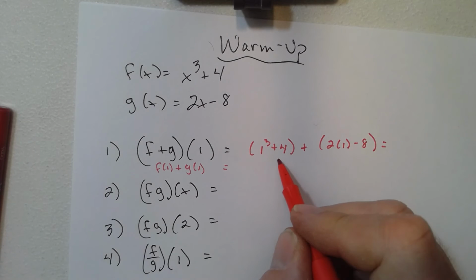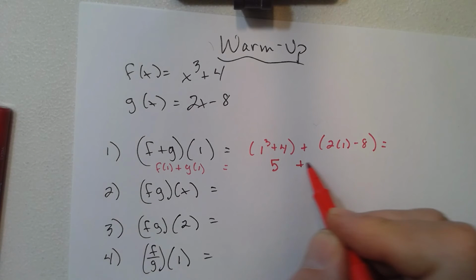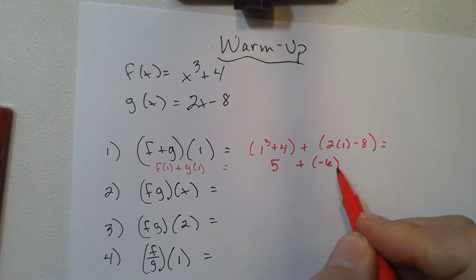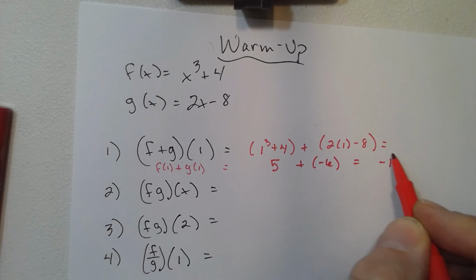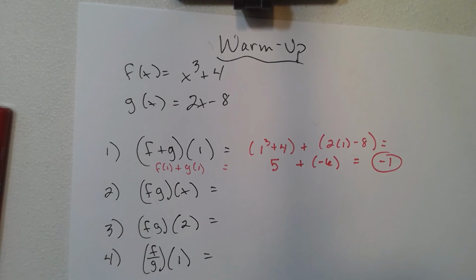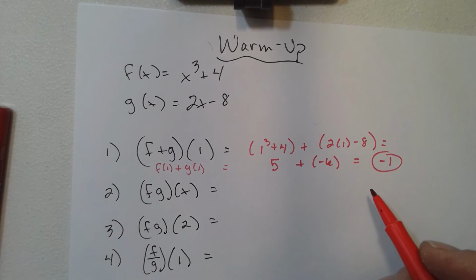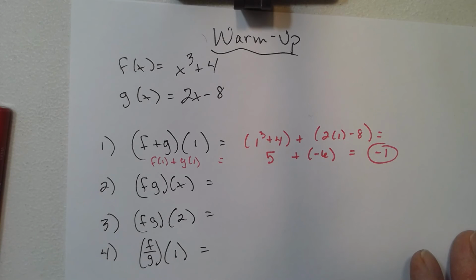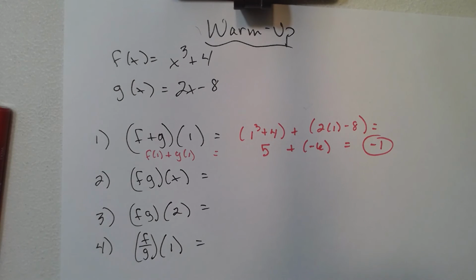So I get 5 plus -6 gives me -1. Raise your hand if you got -1 for number 1. Alright, a bunch of people got that. Good. Makes me feel good about my answer. I think I might have gotten it right then, with all those people agreeing with me.